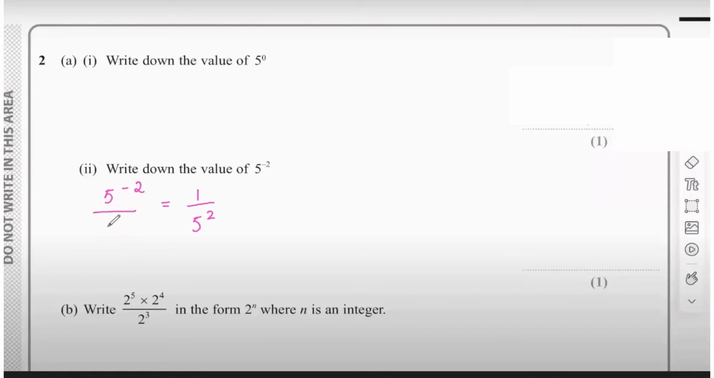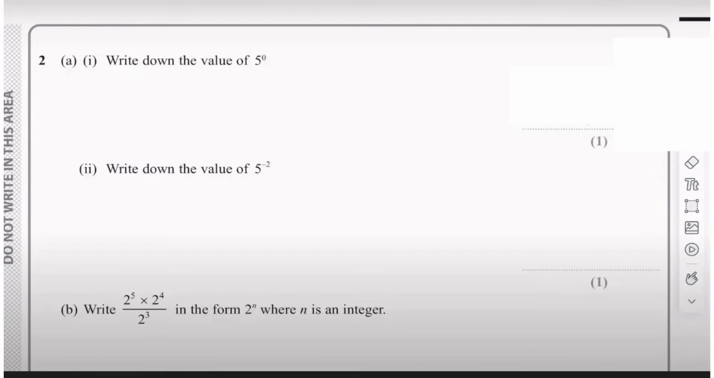Every number has a denominator of 1. So when we swap them, it becomes 1 over 5 squared. The reason why it's 5 squared now is because when we swapped it, the sign of the power changes. It becomes positive from negative. Now we know 5 times 5 is 25. So 1 over 5 squared is going to be 1 over 25. That is your answer.